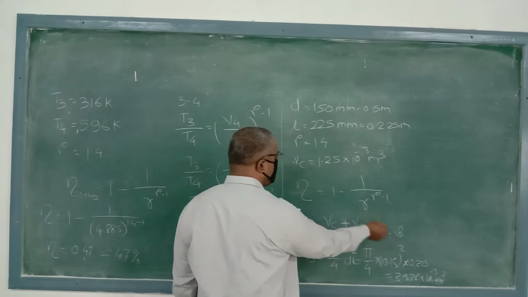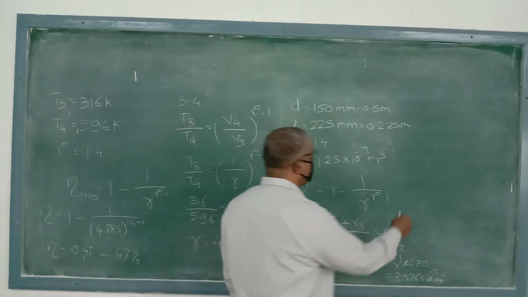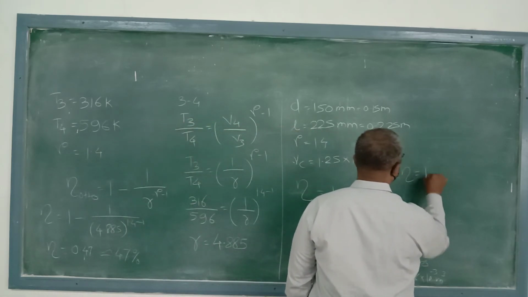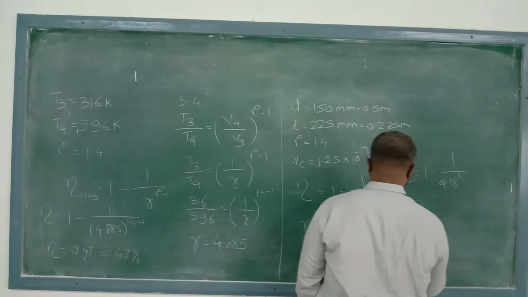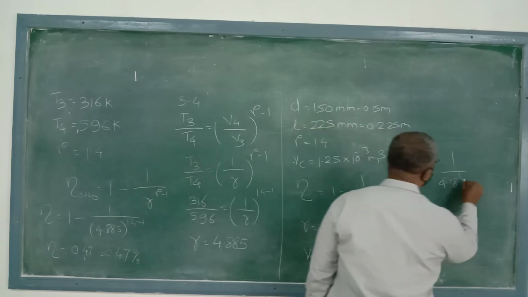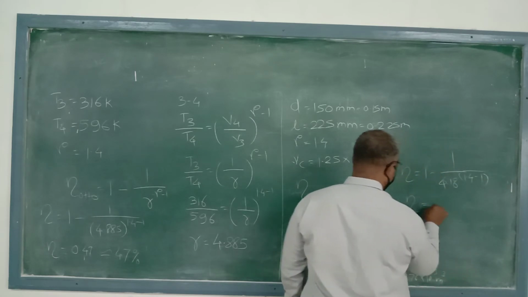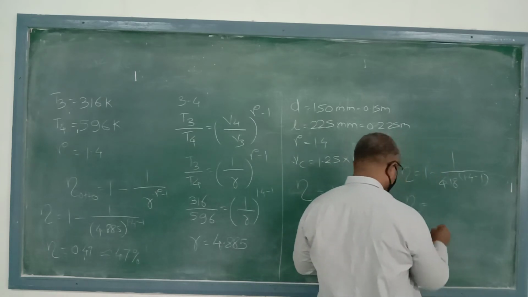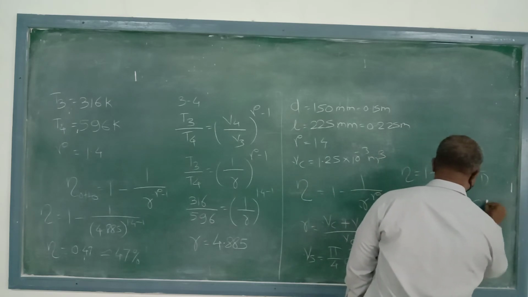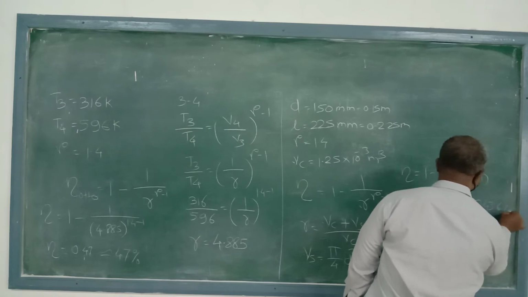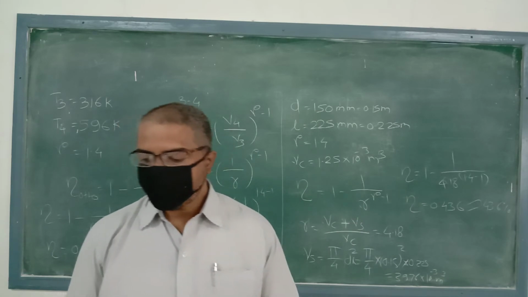Now we know the value of compression ratio. We are going to substitute this value of compression ratio in the efficiency formula. So efficiency is equal to 1 minus 1 upon 4.18 raised to gamma minus 1, that is 1.4 minus 1. So efficiency comes 0.436, which we are calculating as a 43.6% efficiency of the Otto cycle we are finding.